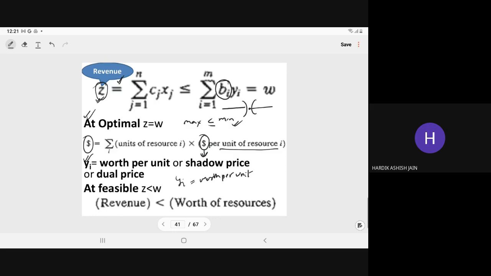When will you get the maximum revenue? When you utilize all the worth of the resource. That's why at the optimal, we have maximize Z equal to minimize W. When you utilize the worth of the resource, then you will get the maximum revenue. Unless we give our complete intelligence or hard work, we will not get good marks. That is the logic.